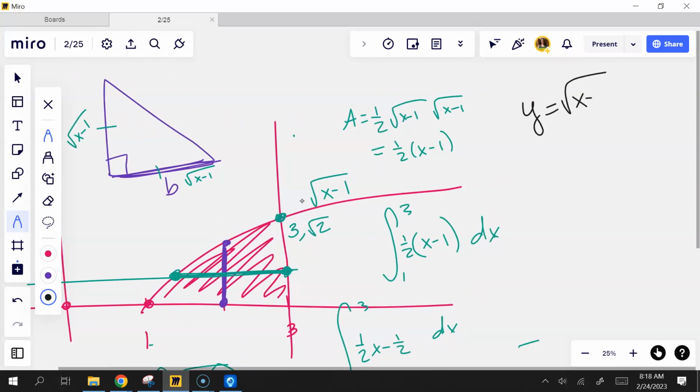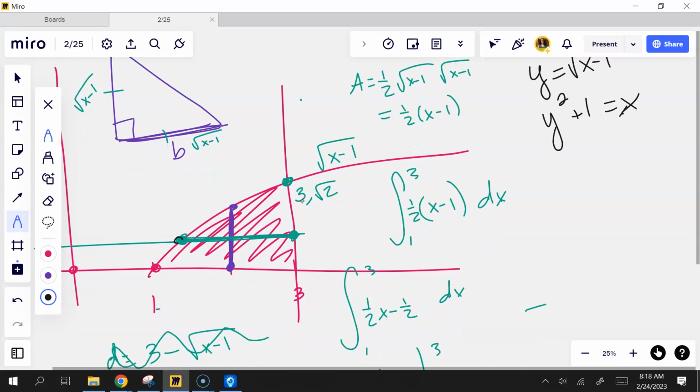Y is the square root of x minus 1, which means x is y squared plus 1. Great googly moogly. Get together, Stacy. Which means this distance is, I go all the way over to 3 and I subtract y squared plus 1. And that's going to be the diameter of my circle. Does that make sense? Does that make more sense? Because I'm going with respect to y.